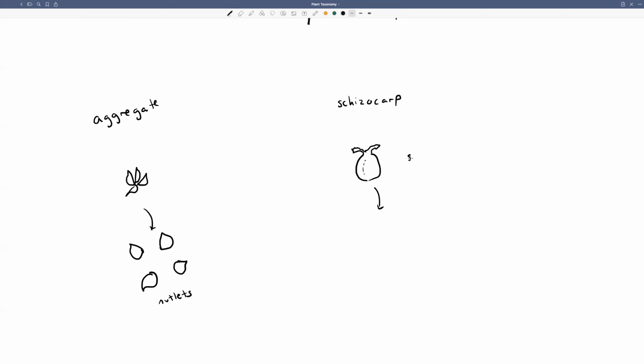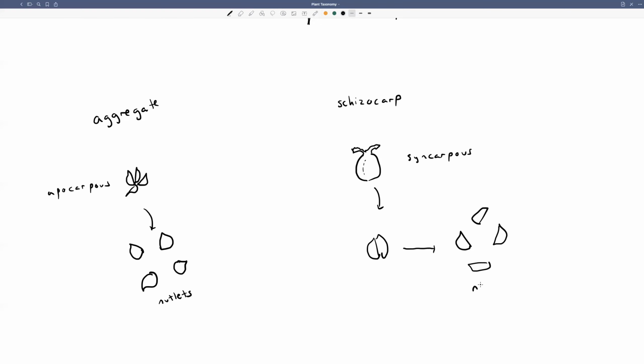So it's a syncarpous gynoecium, whereas over here in aggregate we had apocarpous. And the difference is that as this fruit matures, it can break apart. So it kind of matures into one structure, but then it has these seams on it that can break apart into separate nutlets. So the end result is the same.